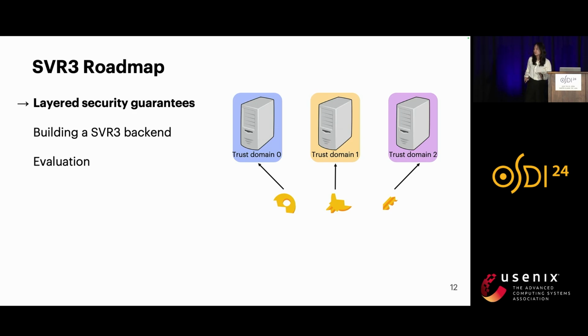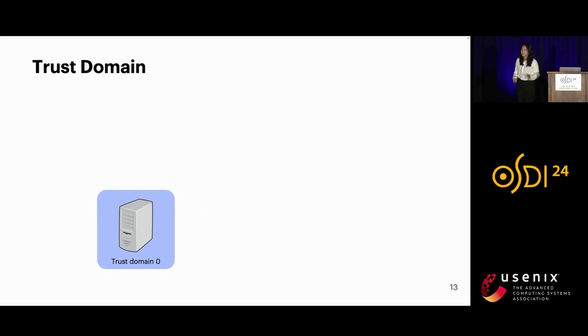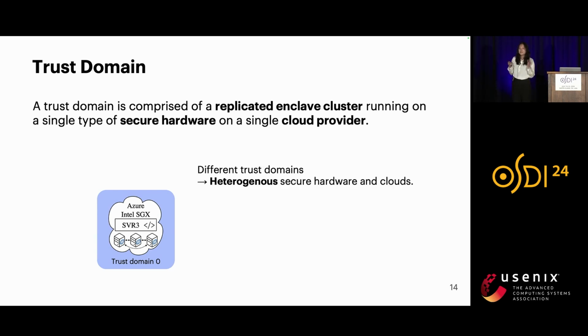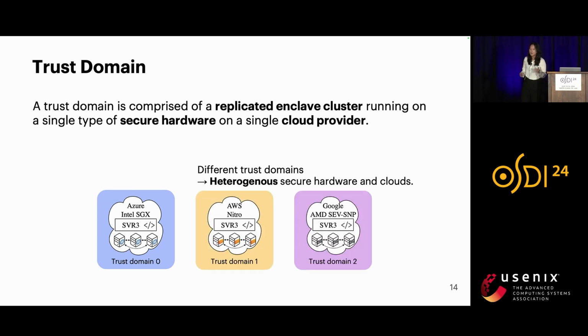So first, the layered security guarantees require me to define what actually a trust domain is. And a trust domain is comprised of a replicated enclave cluster running on a single type of secure hardware on a single cloud provider. So like I said before, it all acts as one logical server, but behind the scenes, you have a replicated enclave cluster running inside each trust domain. And that means when you have different trust domains, you have heterogeneous secure hardware and clouds. So in our deployment, we have Intel SGX on Azure, we have Nitro on AWS, and then AMD SEV-SNP on Google Cloud.